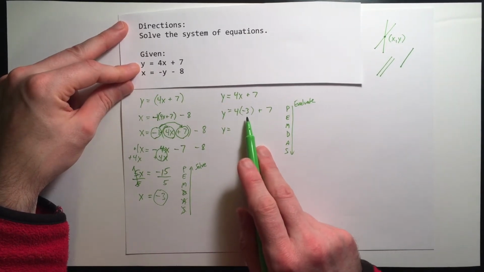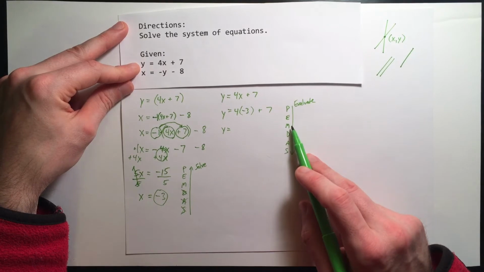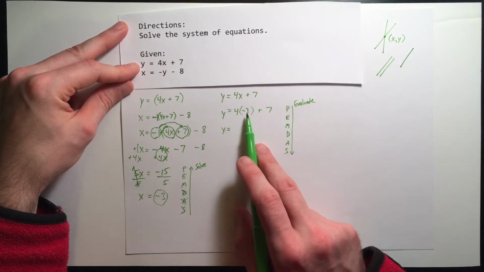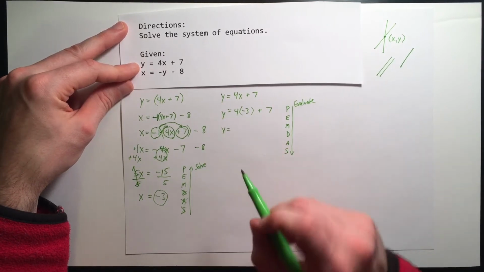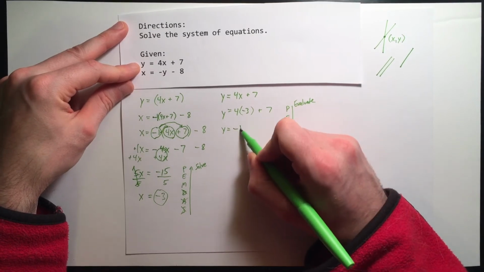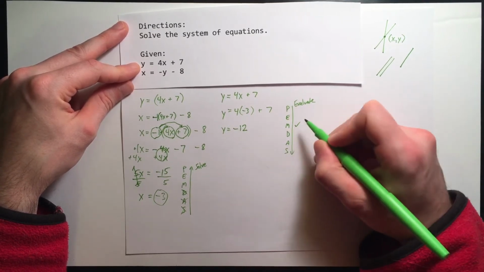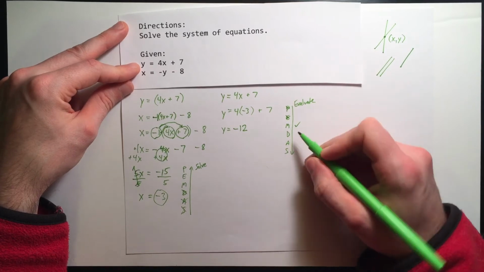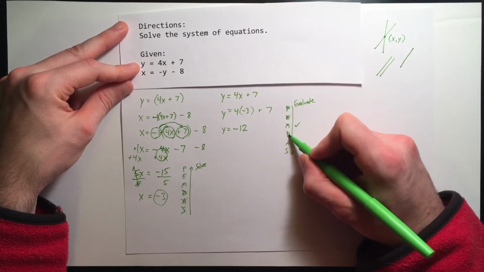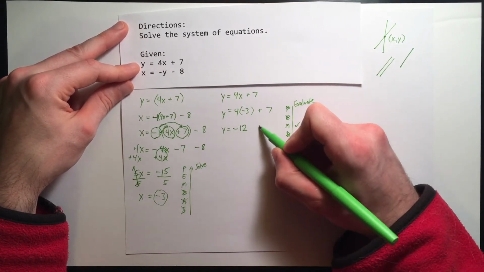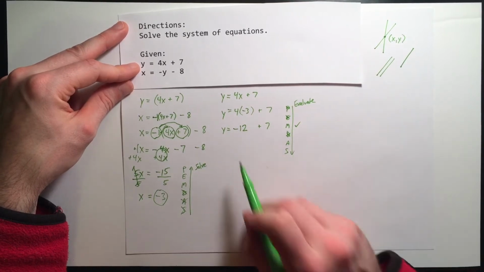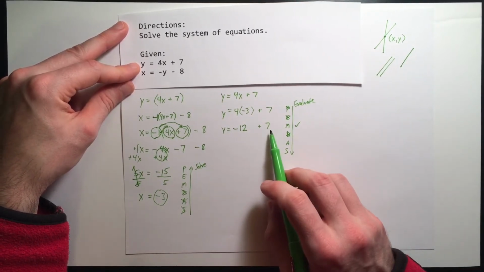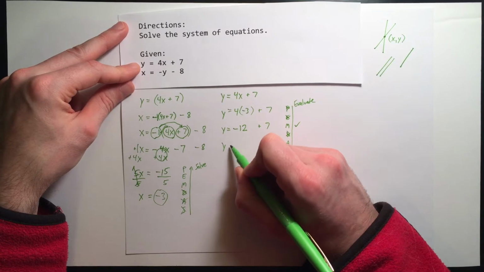Well, there's nothing happening inside. There's no exponents. There is multiplication, 4 times -3. Positive times a negative makes a negative. 4 times 3 makes 12. Okay, keep going down. There's no division. There is addition. It's this plus 7. So we're going to do that. Negative 12 and a positive 7 make a negative 5.